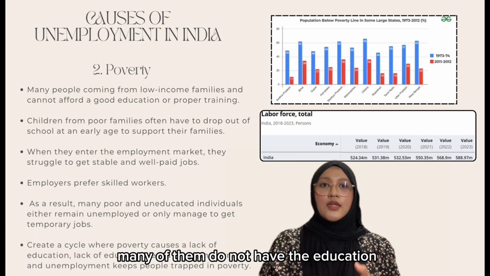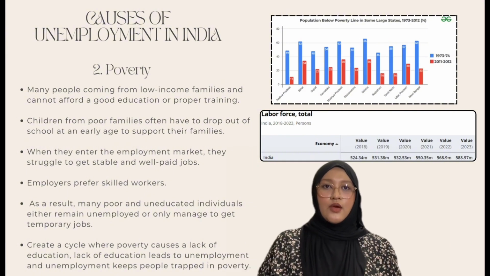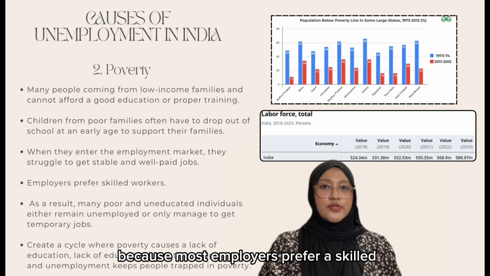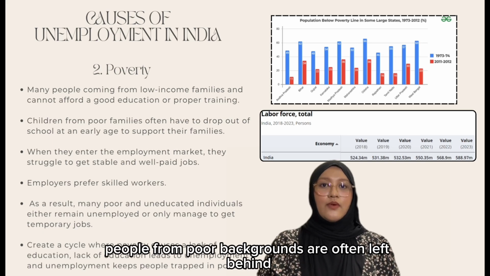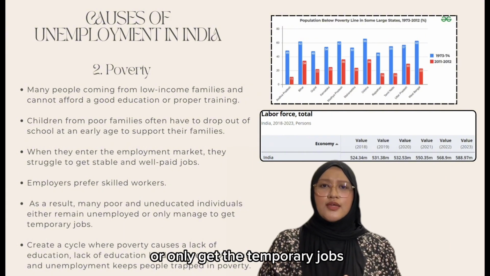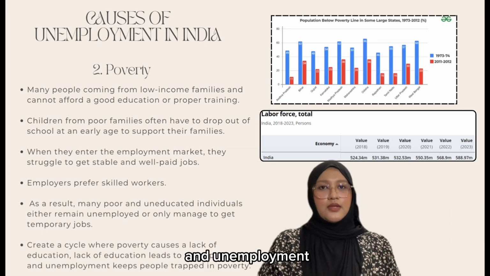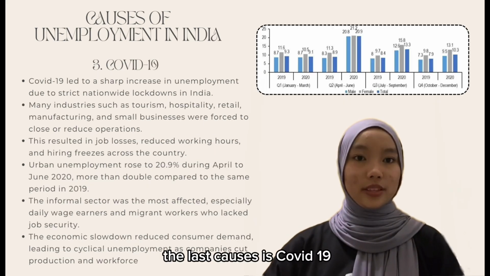As they grow up, many of them do not have the education or technical skills needed for modern jobs. When they enter the job market, they find it difficult to get stable and well-paid jobs because most employers prefer skilled and educated workers. As a result, people from poor backgrounds are often left behind and may remain unemployed or only get temporary jobs. This creates a cycle of poverty where lack of education leads to unemployment, and unemployment keeps people trapped in poverty.